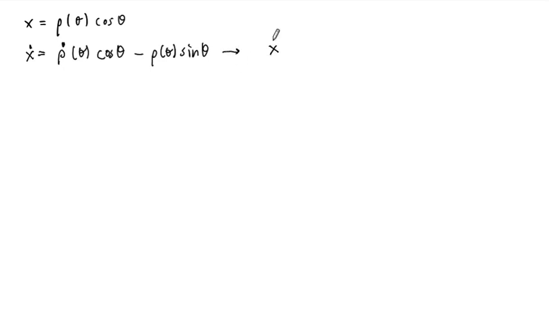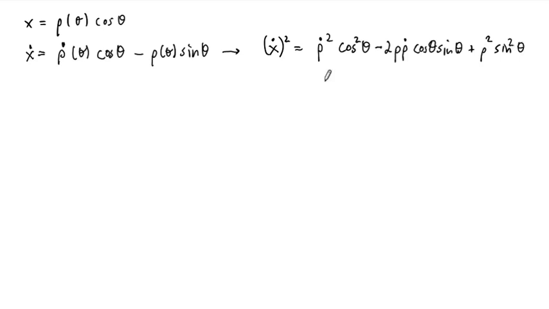All right, and if we square this, our x dot squared, we have to square term by term. We end up with rho dot squared. I'm going to leave off the of theta, but of course, anytime you see a rho or a rho dot, it's a function of theta. But rho dot squared times cosine squared theta, plus in the middle here, it's going to be negative: minus 2 rho times rho dot cosine theta sine theta. And then the last term is going to be plus rho squared sine squared theta. Okay, so that's our x dot squared.